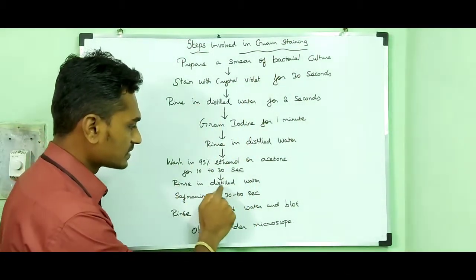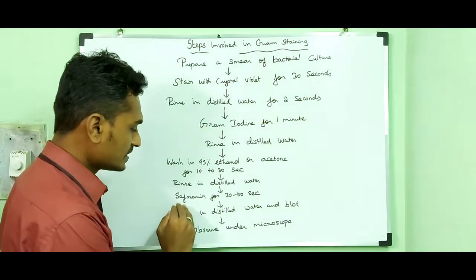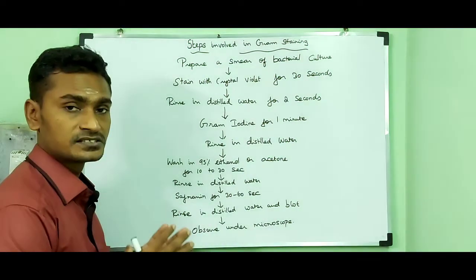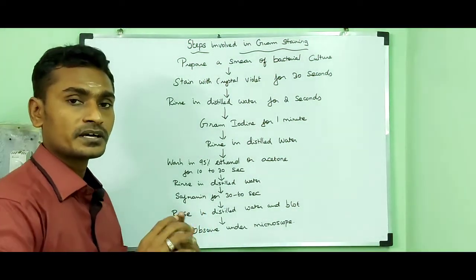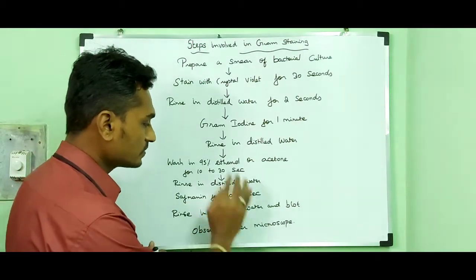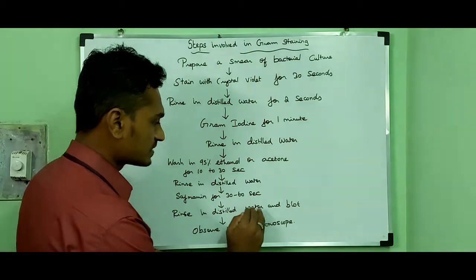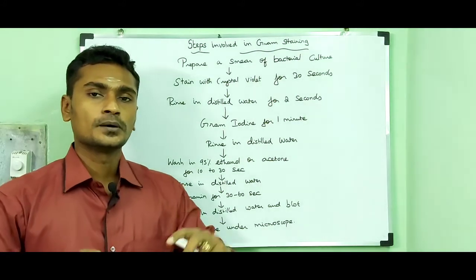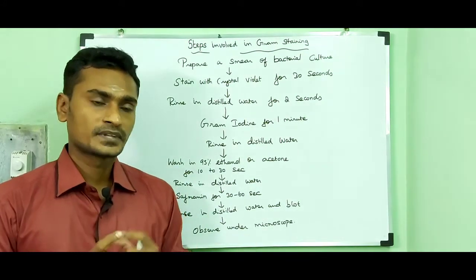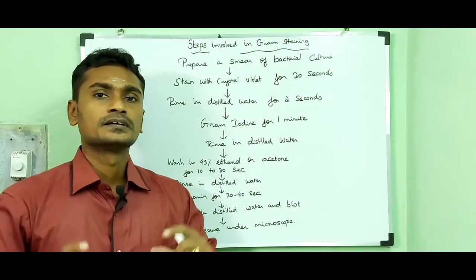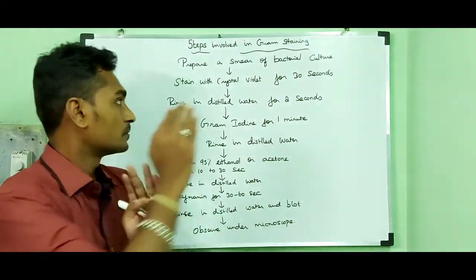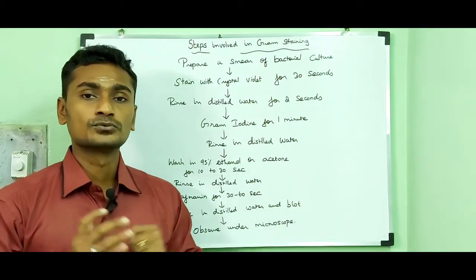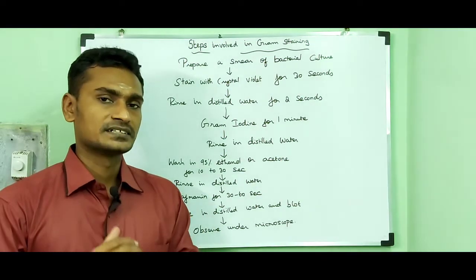Then rinse in the distilled water. Then safranin for 30 to 60 seconds. Safranin is a stain, so we have to apply it on the slide for 30 to 60 seconds. Then rinse in distilled water, blot and observe under the microscope. If you observe the slide under the microscope, it shows the crystal violet. That bacterial culture shows the crystal violet, and that bacteria is said to be gram positive bacteria.